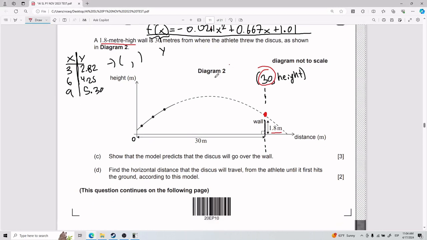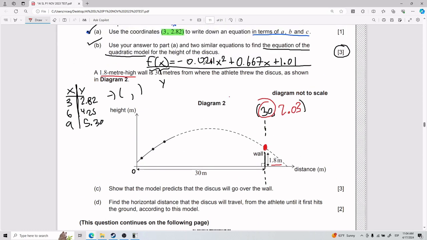And so 2.03, I mean, the height here at 30 is 2.03. And just so we understand what I mean by this, it's the point that it's in red. Okay, so the discus is going to be at 2.03. And is this above the wall? Well, how tall is the wall? The wall is 1.8 meters high.